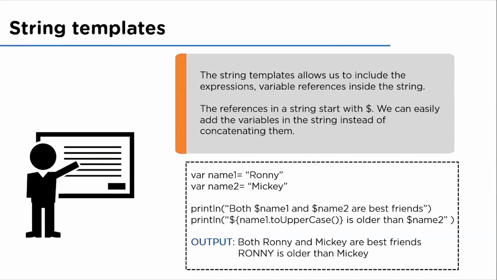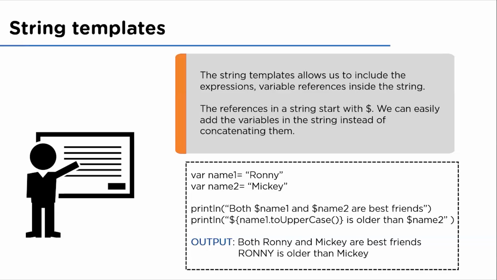A string can be defined as a collection of characters enclosed in double quotes. The string templates allows us to include the expressions, variable references inside the string. The references in a string start with a dollar sign. To print the string, we need to add the dollar sign before the string name. We can easily add the variables in the string instead of concatenating them.